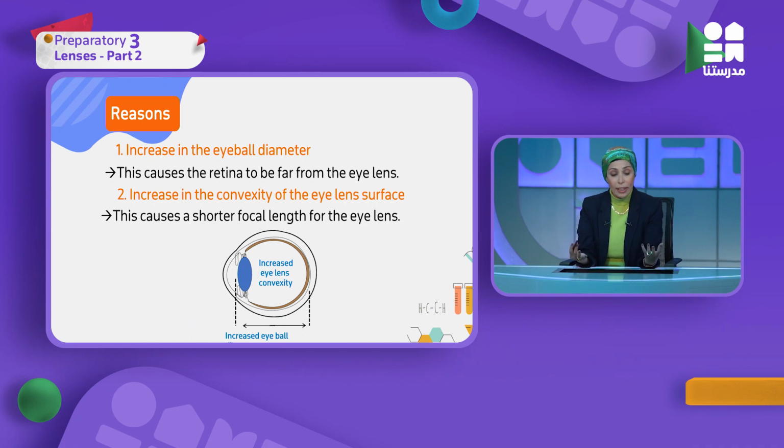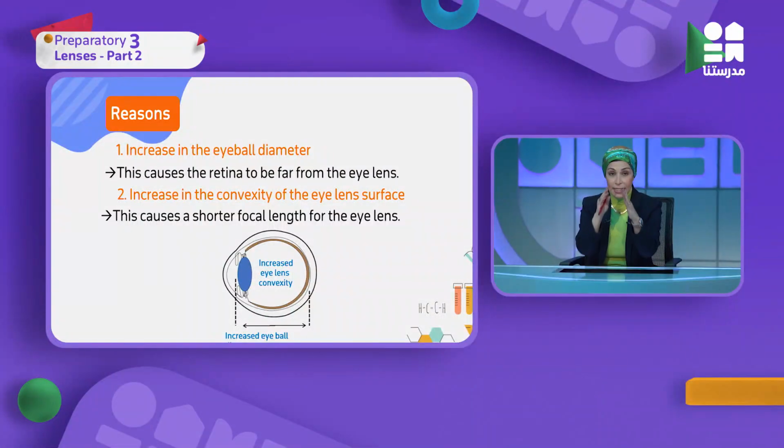So if the eyeball increases, what happens? The retina will be far from the eye lens. When the eyeball increases, the retina moves away from the eye lens. So in this case the object image will be in front of the retina, and that's not right, it will not look correct.